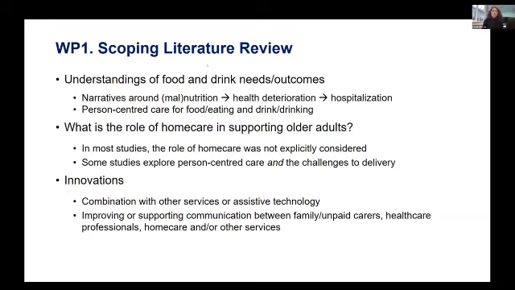And they were studied because of concerns related to the health deterioration that comes with malnutrition and dehydration, as well as concerns for the cost of hospitalization and the overall cost on the healthcare system. So this also means that there were specific types of measures used in these studies to identify the needs, for example, weight loss or BMI or a different type of malnutrition assessment.